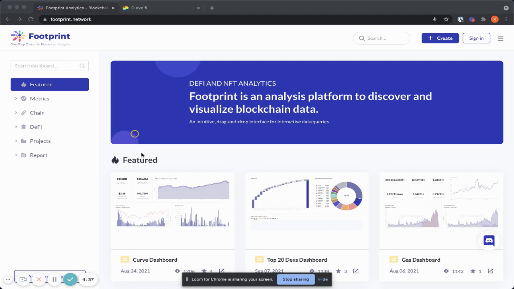If you look at the sidebar on the left here, you'll see headings: metrics, chain, DeFi, projects. These are dashboards which have been categorized by real use cases. And when we go through these examples, you really get the sense of the power of the analytics which Footprint can provide you.